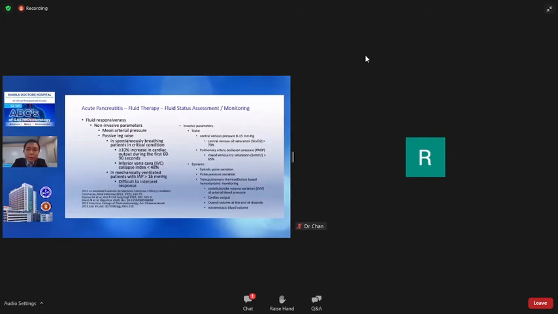Fluid responsiveness can be assessed by non-invasive and invasive parameters. Non-invasive parameters include MAP and passive leg raising. In spontaneously breathing patients in critical condition, a cardiac output increase greater than 10% within 60 to 90 seconds of passive leg raising, or an IVC collapse index less than 48%, predicts fluid response. However, in mechanically ventilated patients with IAP greater than 16, these are difficult to interpret.